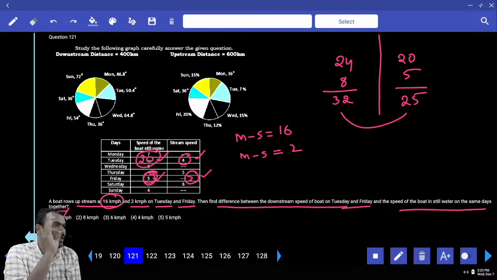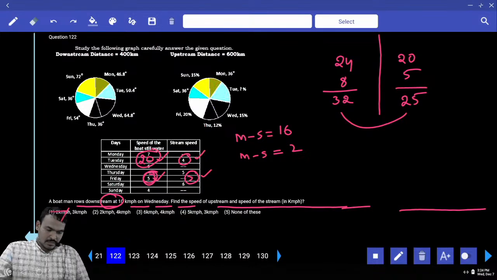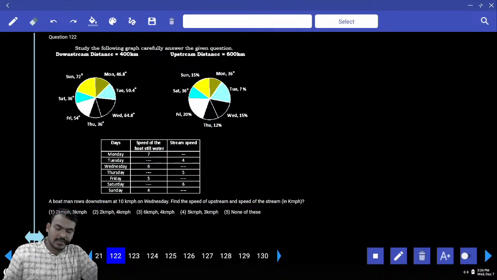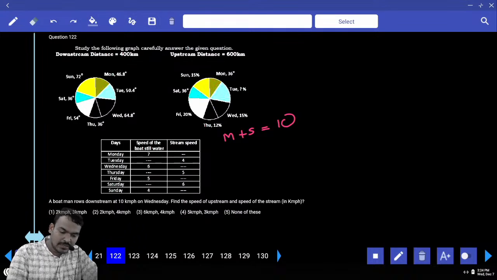If we know the M minus S, a boatman rows downstream at 10 km per hour on Wednesday. Find the speed of the upstream and speed of the stream in km per hour. Okay. Downstream speed on Wednesday is given how much? 10 km per hour. Means M plus S is given how much? 10, or not? Already on Wednesday M value is how much? 6. Obviously S value is 4, or not?